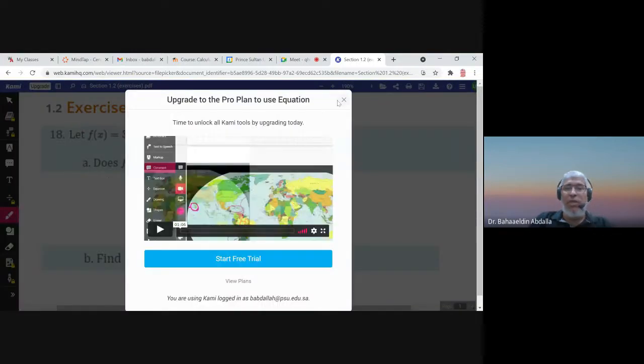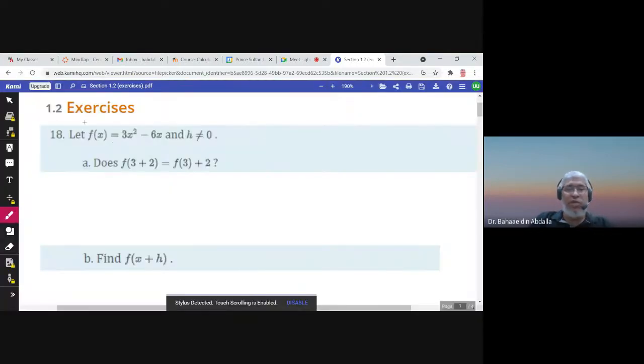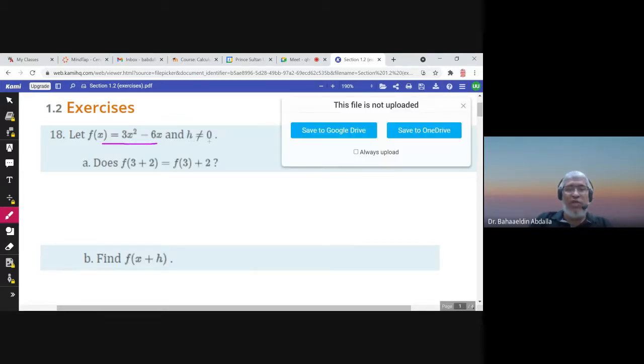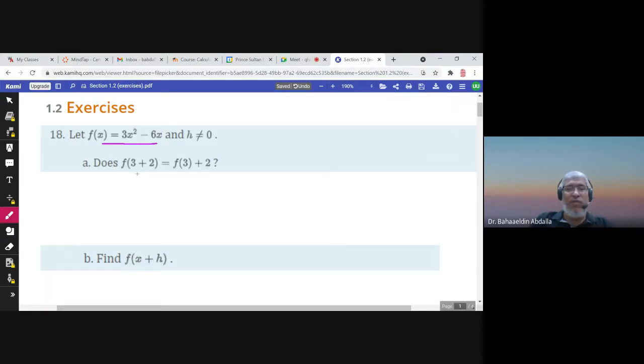These are some exercises about section 1.2. Here we have f of x is a function and h is not 0. And the question, does f of 3 plus 2 equal f of 3 plus 2? Well, let us find out.